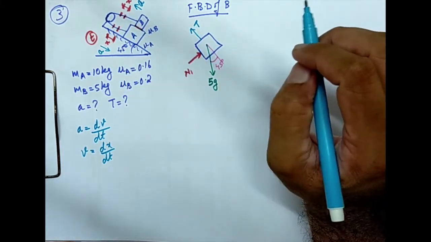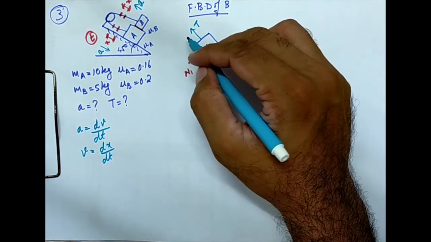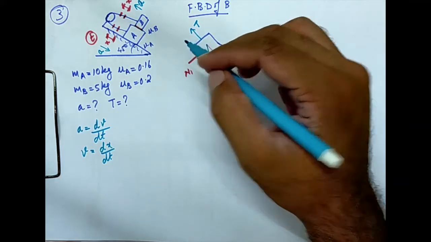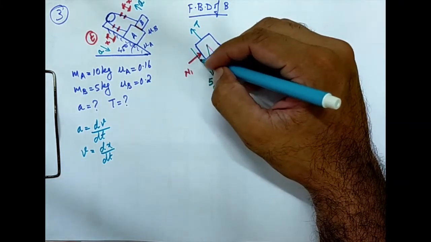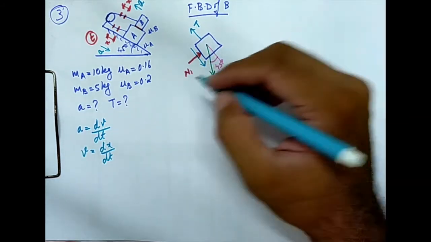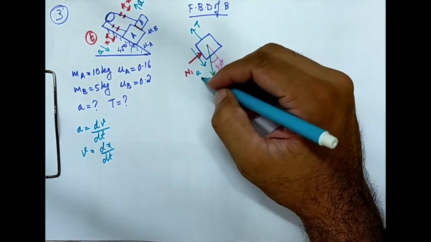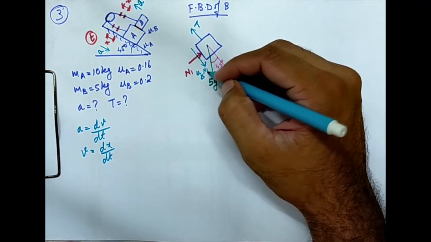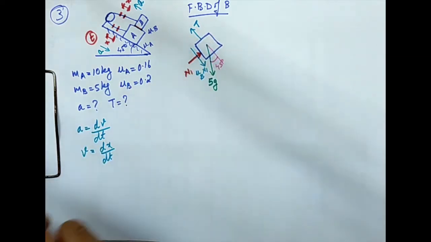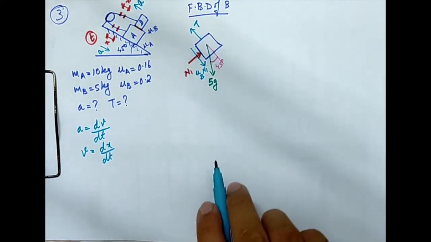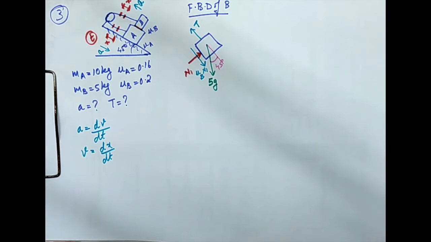Now this object B is moving up. That's what our assumption is. When this is moving up, what happens to the frictional force? When something is moving up, the frictional force will be opposing the motion, that is mu B N1. Okay, the frictional force is mu B N1. So this is what we have for the free body diagram of block B.